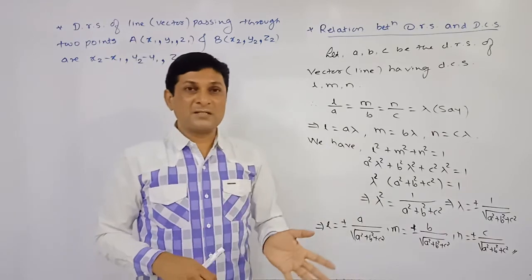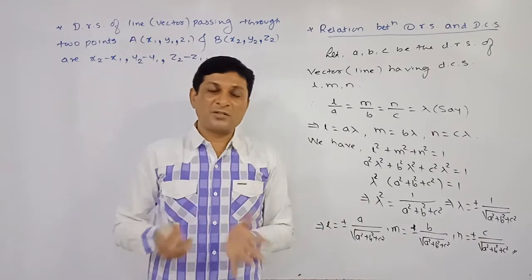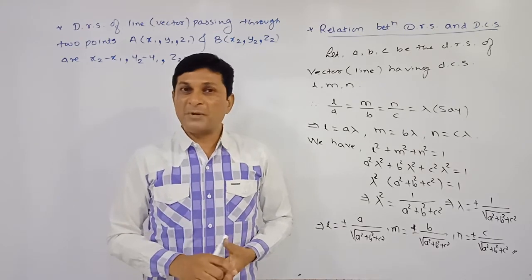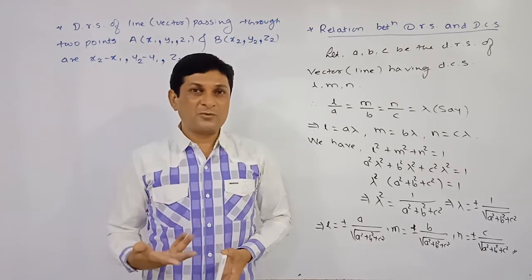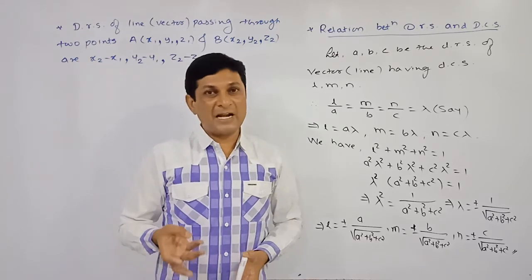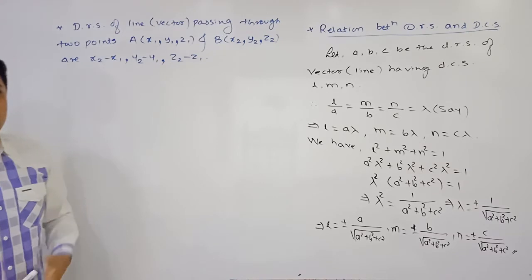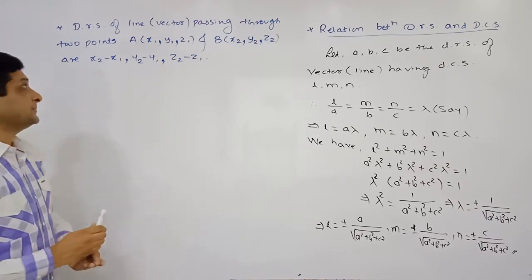Isn't it? All the results are related with direction ratios and direction cosines. Some results we are using in vectors also, but the maximum results we are using in lines and planes. Getting it? So all these results are very important for the next chapter, lines and planes.